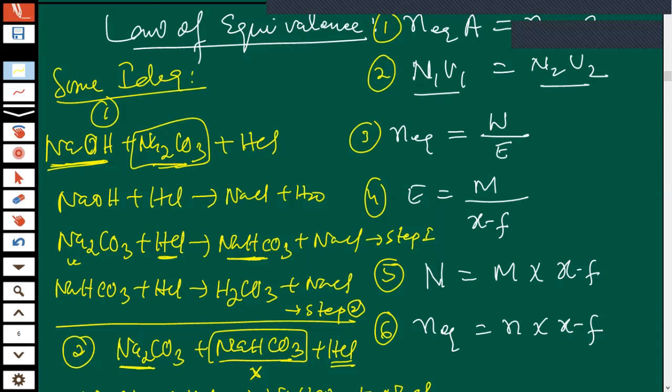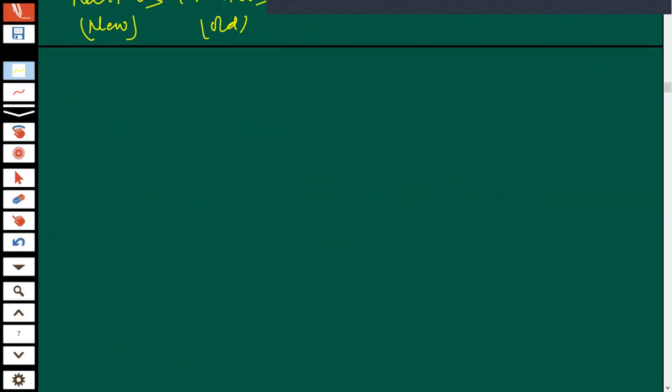Endpoint, yesterday I explained during simple titration, okay? When the color of the indicator changes, you have to stop that reaction. That is known as endpoint. Have you copied?